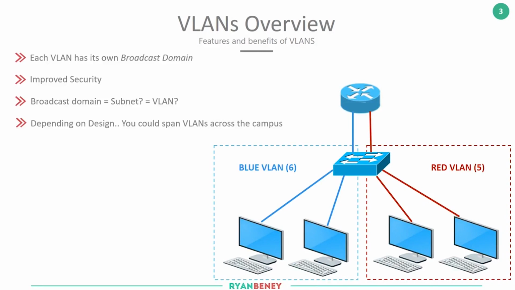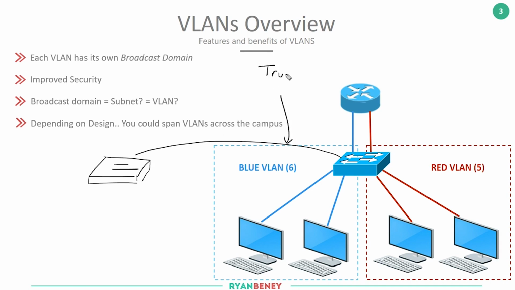Depending on design, you could span VLANs across the campus. Something we spoke about earlier, we said that there was 2 switches and they were connected together, and this connection between the 2 switches had a special name called a trunk, something we'll get into later. But this trunk allows us to trunk multiple VLANs. So across this link, we would actually have VLAN 5 and VLAN 6, along with any other VLANs that this switch actually has configured.